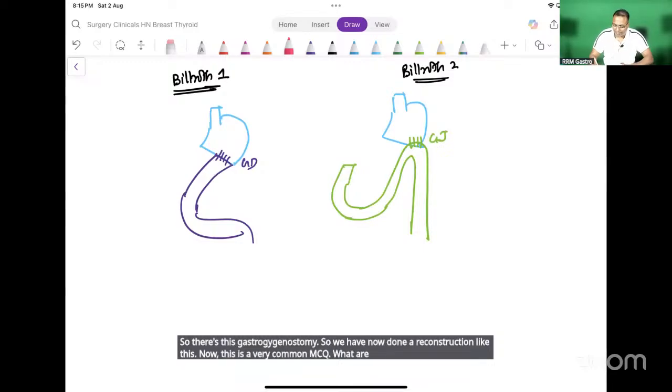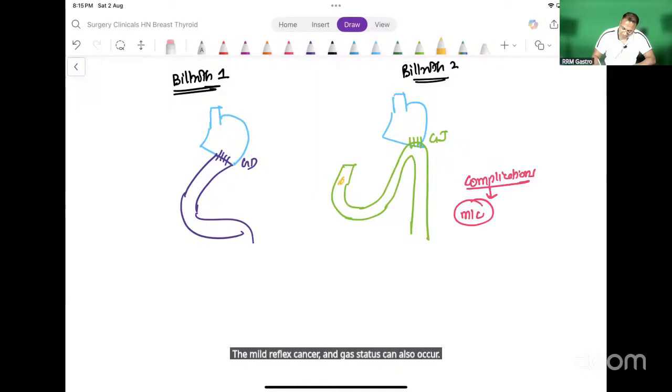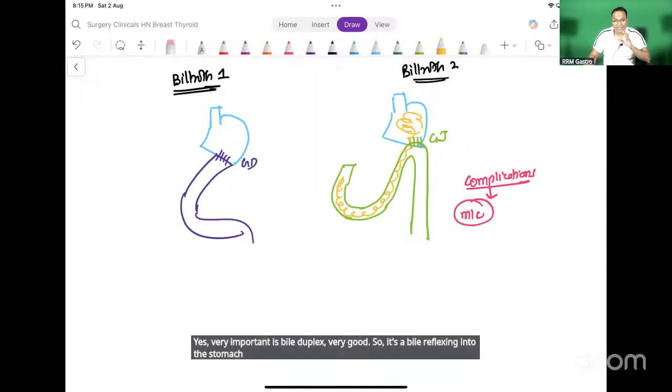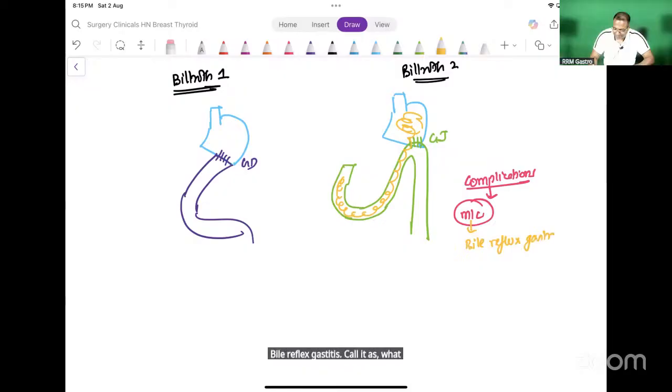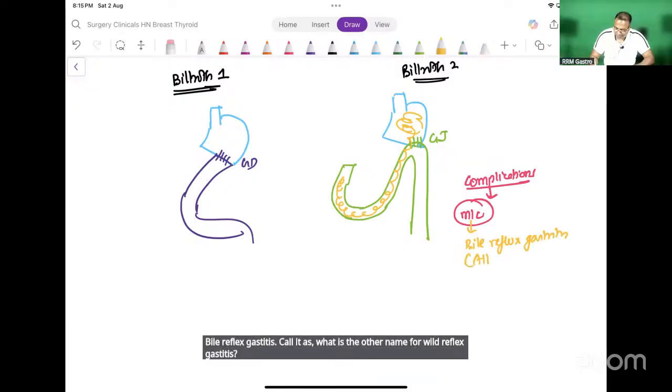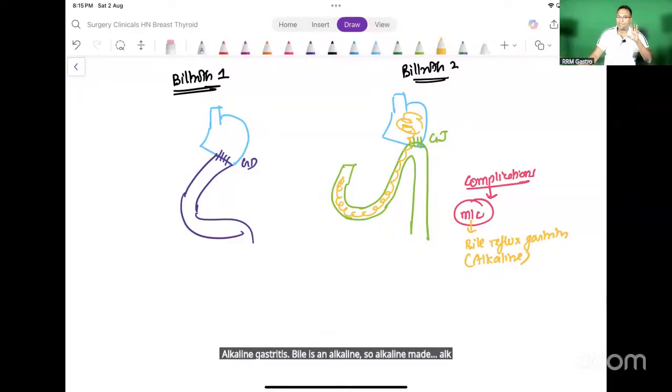What are the complications of Billroth 2? What is the most common complication? The bile reflux can cause, sir, gastritis can also occur. Yes, very important is bile reflux. Very good. So this bile refluxing into the stomach is the commonest complication called bile reflux gastritis. What is the other name for bile reflux gastritis? Alkaline gastritis. Bile is alkaline. So an alkaline atmosphere the stomach cannot tolerate. Therefore, we call it alkaline gastritis.